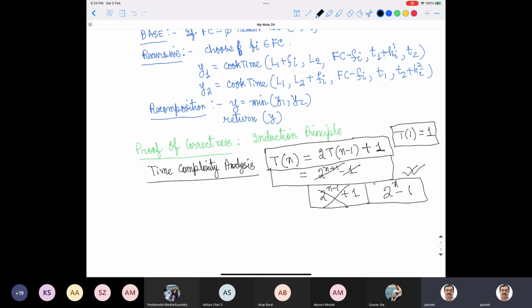Can you tell me another problem where this recurrence came? Very simple problem, all of us know, very famous problem. Fibonacci? No. Fibonacci is F n equals F n minus 1 plus F n minus 2. That is not Fibonacci. Where does this identical recurrence come? Tell me somebody. Do you get a hint from here? Inclusion exclusion principle? Tower of Hanoi. Tower of Hanoi.